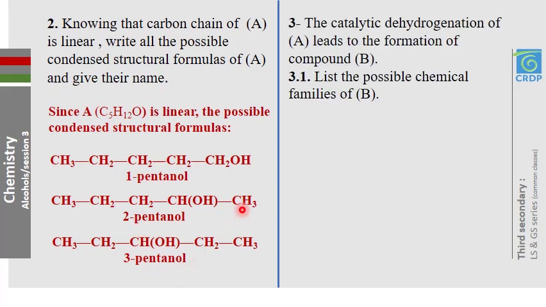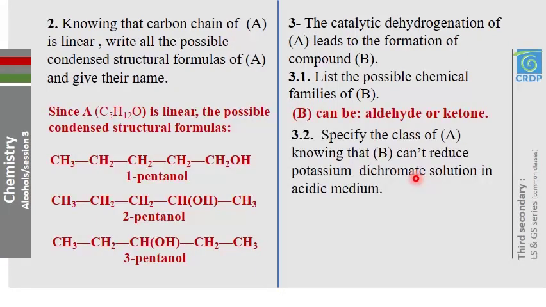Part 3. Catalytic dehydrogenation of A leads to the formation of compound B. List the possible chemical families of B. So, if A, which is one of these isomers, undergoes dehydrogenation reactions, it will give us B. What will this compound B be? It will be either an aldehyde or a ketone, isn't it? Dehydrogenation of a primary alcohol will give an aldehyde, and dehydrogenation of a secondary alcohol will give us a ketone. So B will be an aldehyde or a ketone.